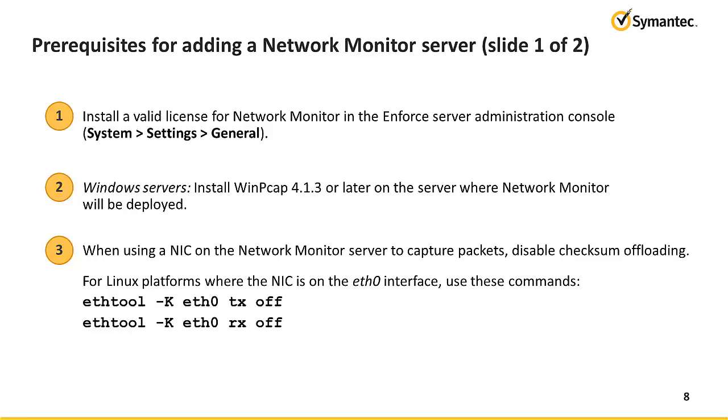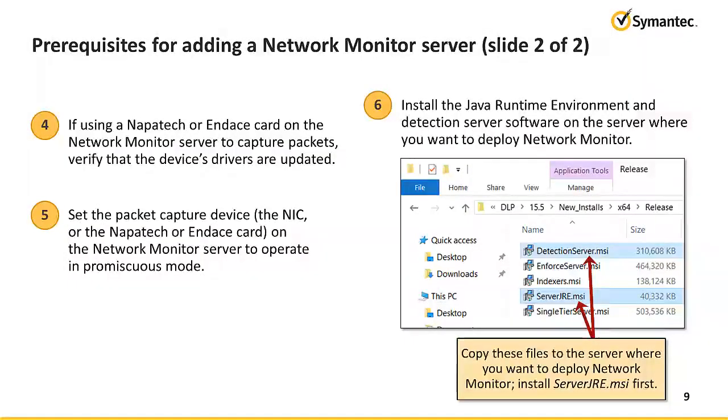Empty checksums can cause network capture drivers to drop the packets, in which case they will not be evaluated by Network Monitor. 4. If you are using a Napatech or Endace card on the Network Monitor server to capture packets, verify that the device's drivers are updated. 5. Set the packet capture device, the NIC or the Napatech or Endace card, on the Network Monitor server to operate in promiscuous mode, so that all inbound and outbound traffic is relayed through this port. 6. Install the Java runtime environment and detection server software on the server where you want to deploy Network Monitor.